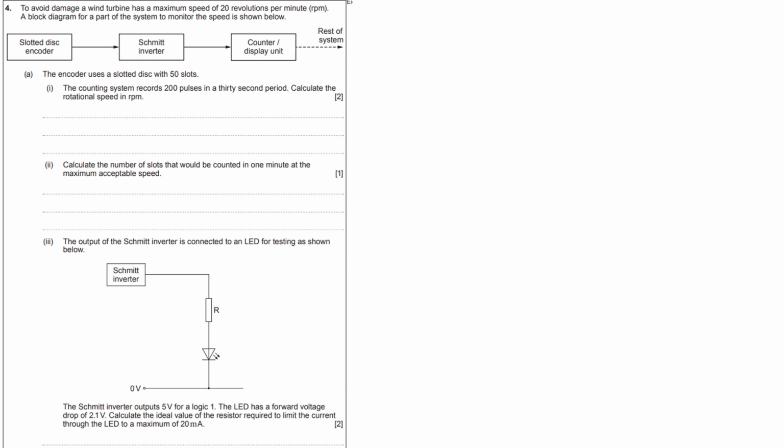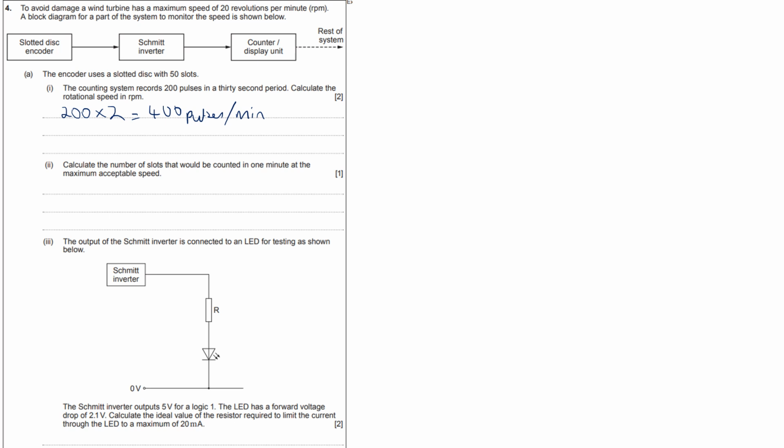So, 200 pulses in a 30-second period, and I need revs per minute. So I need to turn 30 seconds into minutes. So I'm going to straight away go 200 times 2, because that's going to put it into minutes, equals 400 pulses per minute. Okay, so that's pulses per minute.